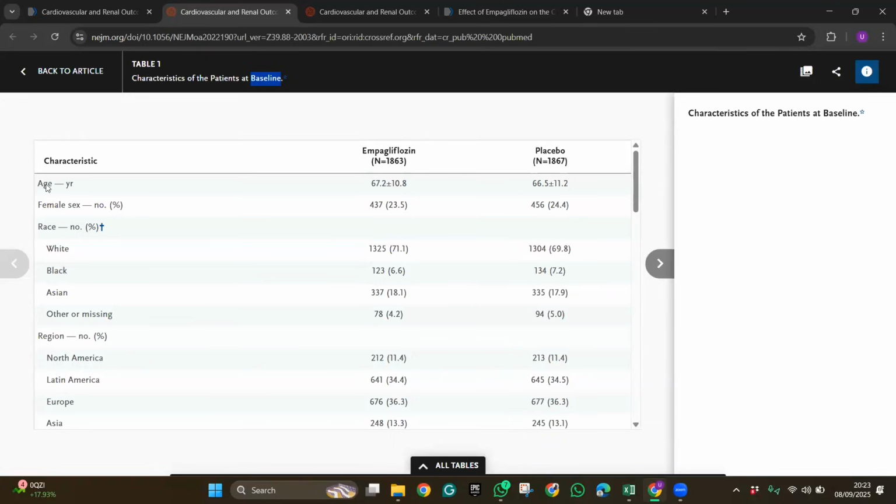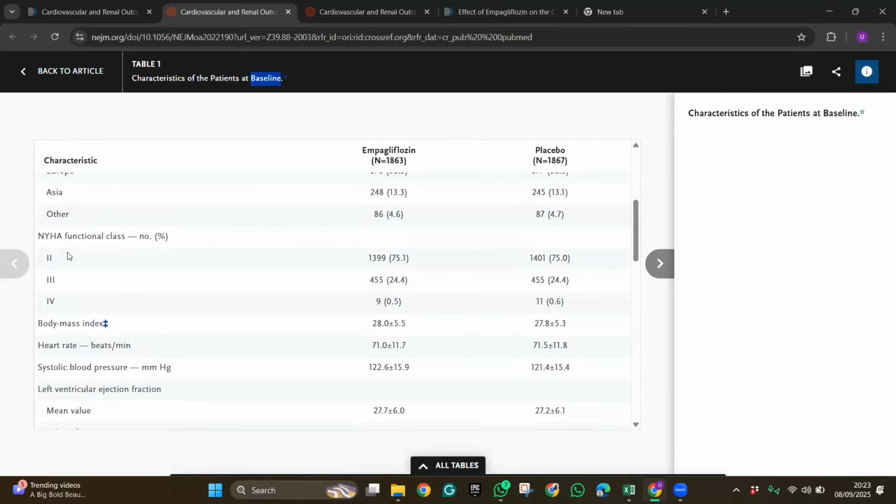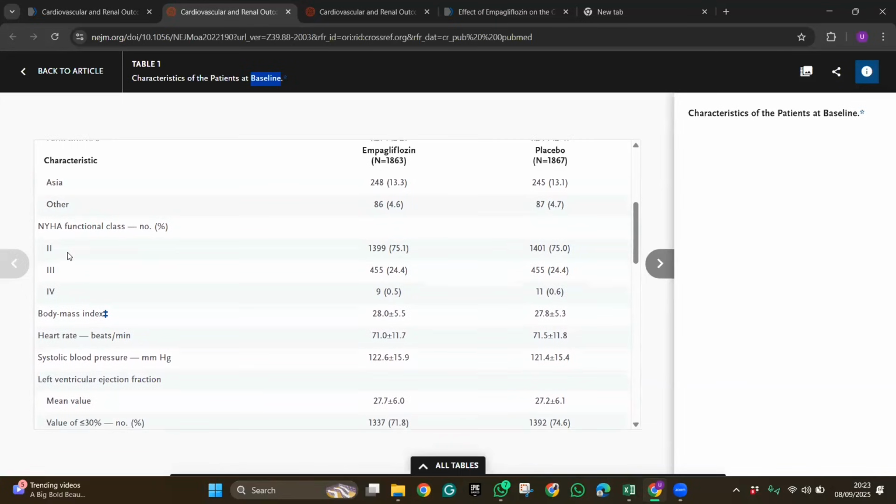Like you will be given the age, you will be given the sex, female or male, you will be given the gender, okay, race may or may not be given, then region may or may not be specified. Okay, NYHA functional class. What is NYHA functional class? NYHA functional class is basically the classification used for heart failure patients, right?